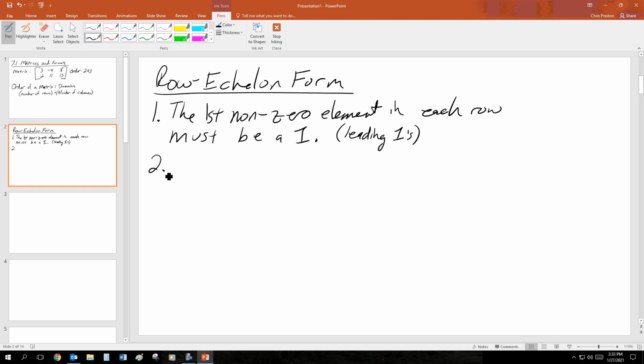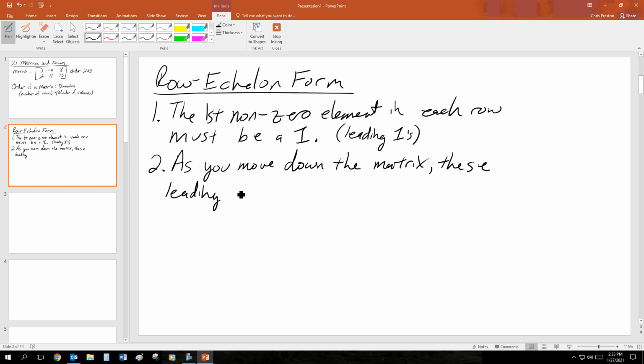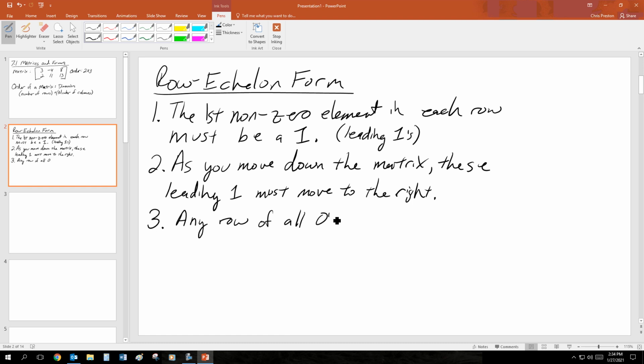The second thing that needs to be true, as you move down the matrix, these leading ones have to get farther to the right. And then the last thing that has to be true, and this may not always apply, but when it does, it has to be true, and that is if you have a row of all zeros. So any row of all zeros comes last. So if you don't have a row of all zeros, obviously that doesn't apply, but if you do, it has to be at the bottom.